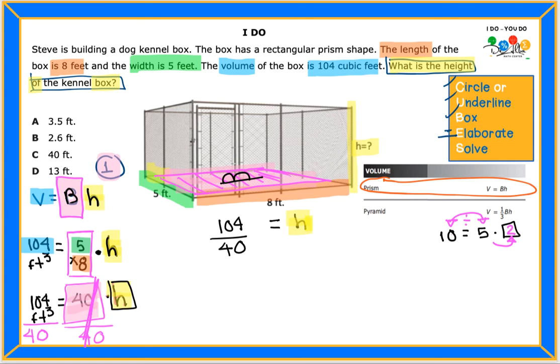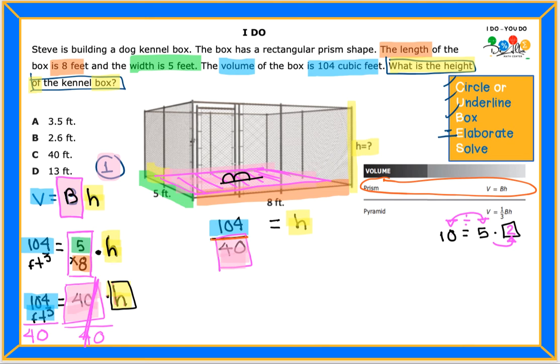This h is what we're looking for. The 104 is the volume that was given, right? This 40 here is the area of the base that we have in pink in here, that we figure by multiplying the 5 by the 8. You see how we do the same, we will be getting the same answer, guys? Great. So now let's do our operation.